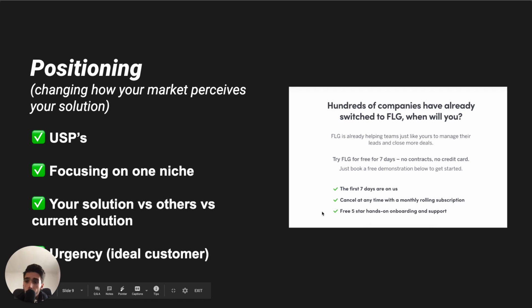Then number 3 is positioning. Ignore this image because this is the wrong one, because there is supposed to be an image. Basically, the positioning is changing how your market perceives your product. Right, so it's how good you are at mentioning how good your unique selling points are, focusing on one niche. So, for example, a CRM for real estate instead of a normal CRM that works for everyone. People are willing to pay way more for that.